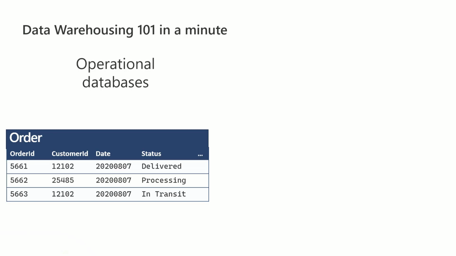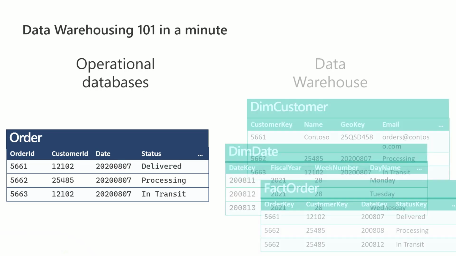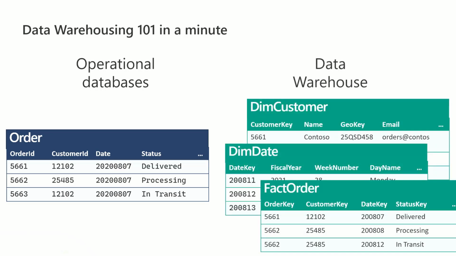Here you have an order table from a commerce application. Each order has only one line, and that line is updated when the order status changes. Now, let's have a look at the analytical counterpart. Even if we have an order table, things are quite different.